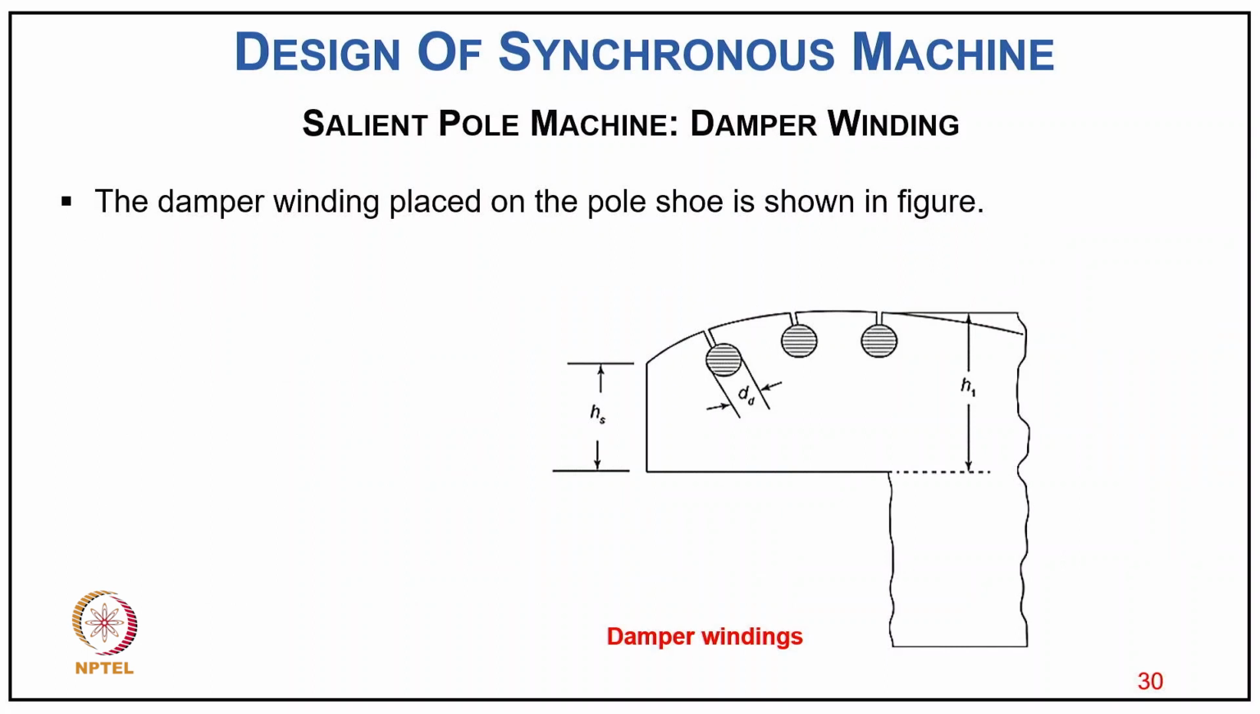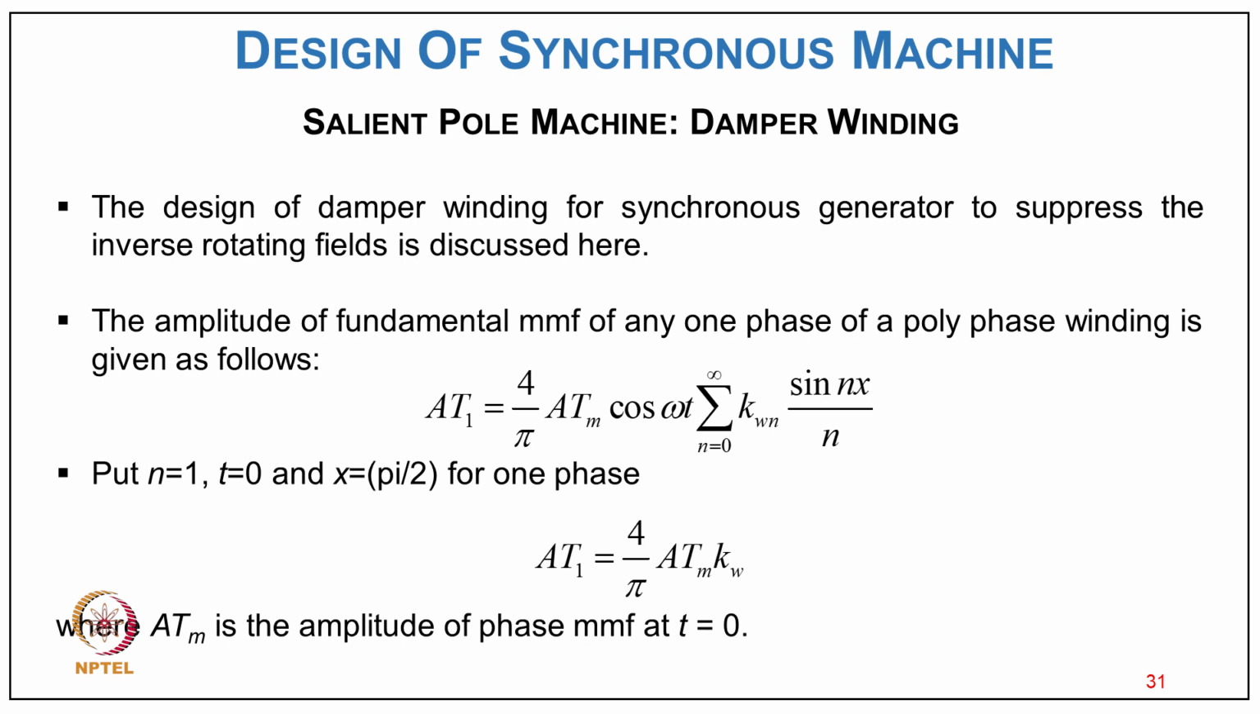The damper winding placed in the pole is shown in the figure, how it should look like. The design of damper winding of a synchronous generator to suppress the inverse rotating field is discussed here. The amplitude of the fundamental MMF of any phase of the polyphase winding is given by AT1 equal to 4.5 ATm cos omega t, summed over n equal to 0 to infinity, kWn sin nx upon n, keeping a value of n equal to 0 at t equal to 0 and x equal to pi by 2 for one phase.